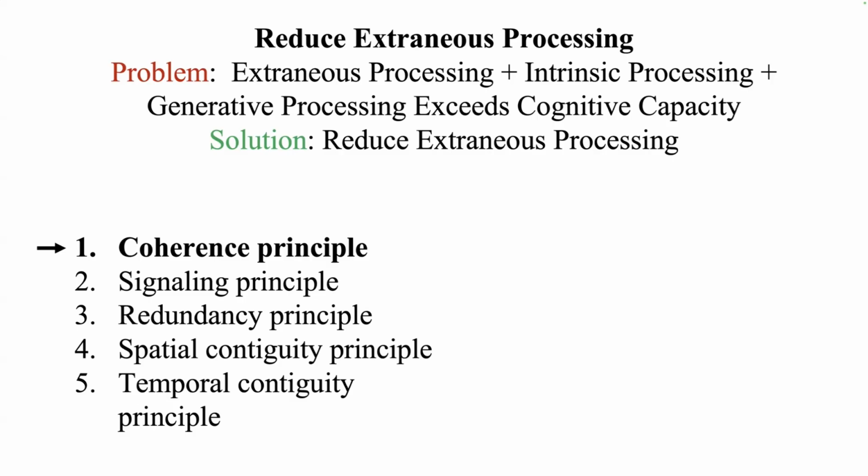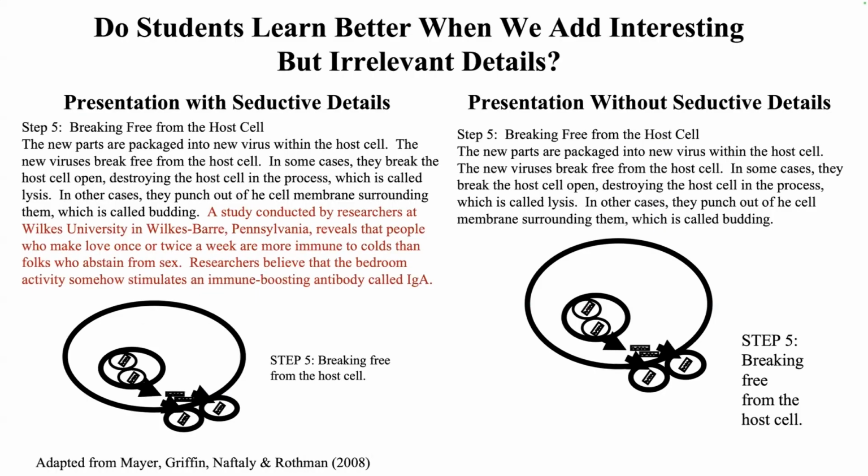Let me kind of pick up the pace here and look at ways to reduce extraneous processing. So here the idea is extraneous processing is wasted processing. We want to get rid of that so that people have more capacity to engage in the good kinds of processing that I've been talking about. So first, the coherence principle.